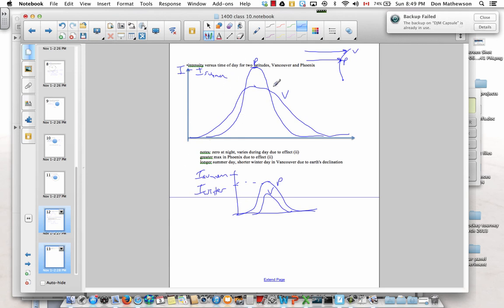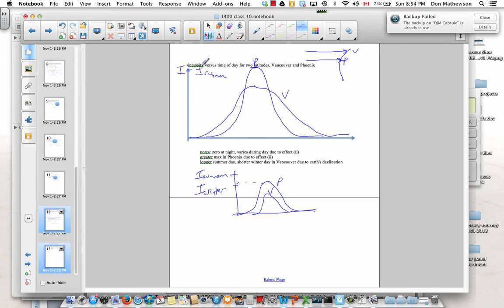Now that matters if you want to try and capture energy from the sun. For instance, by a solar panel. Because if you take everything into account, weather patterns, latitude, night and day, 24 hours a day, 365 days a year, you'll get about 100 watts of energy for every square meter in Vancouver. And about 3 times that for Phoenix.